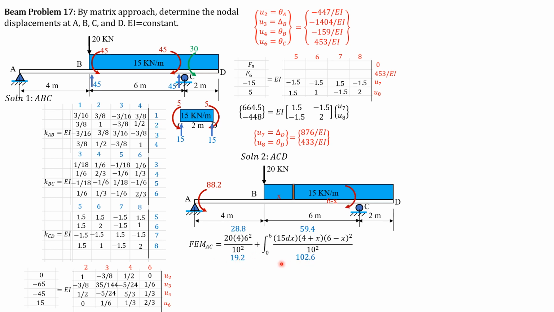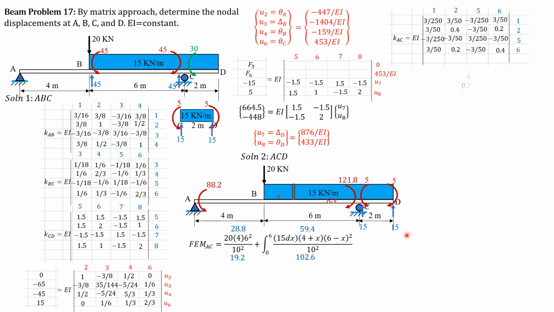The values are animated first. So that's 121.8. If we add 19.2 and 102.6, but that is fixed moment. We just copy this for fixed forces for CD, 15, 15. So this is the calculations.